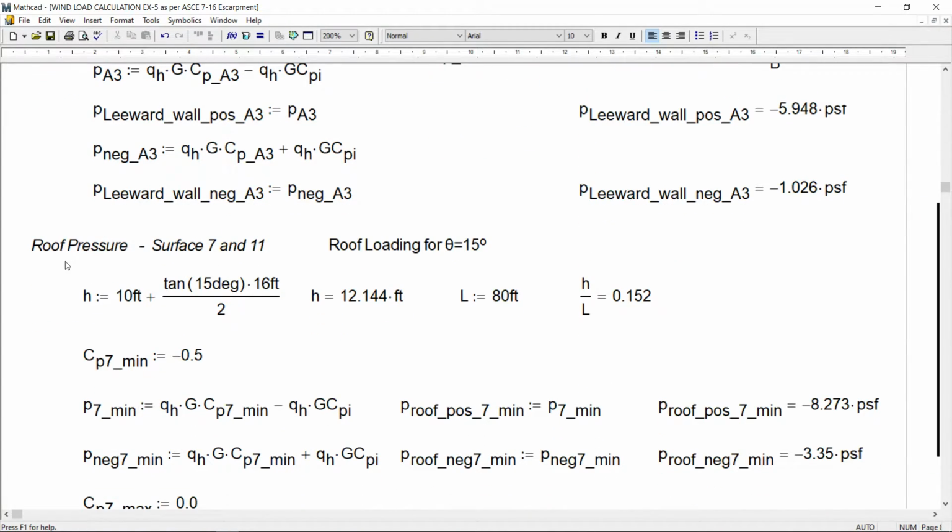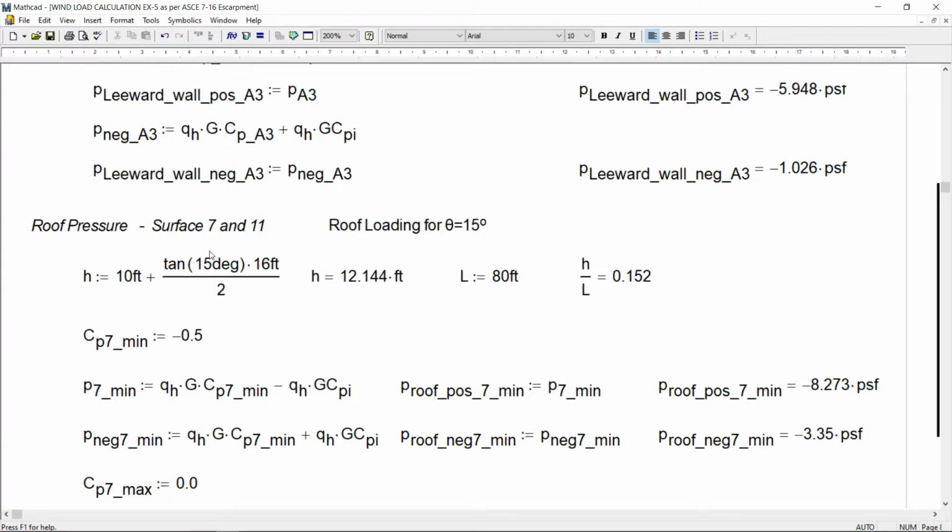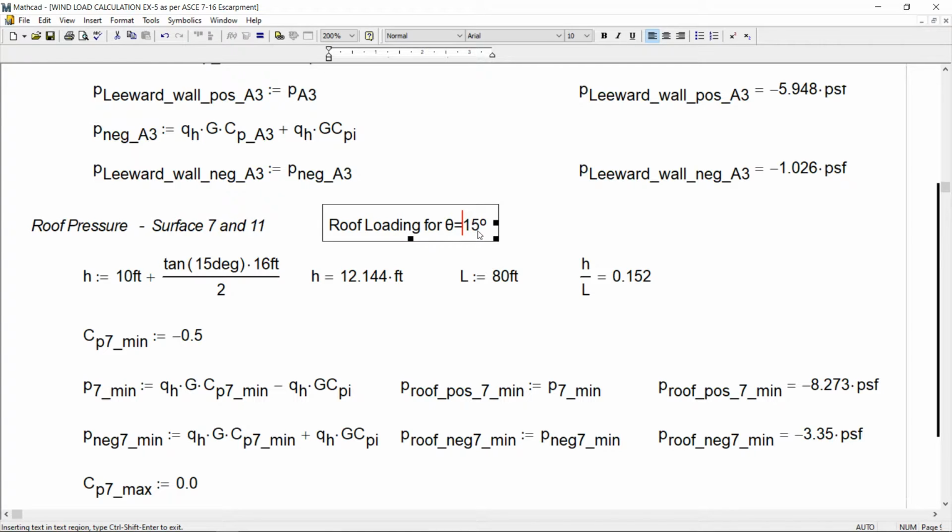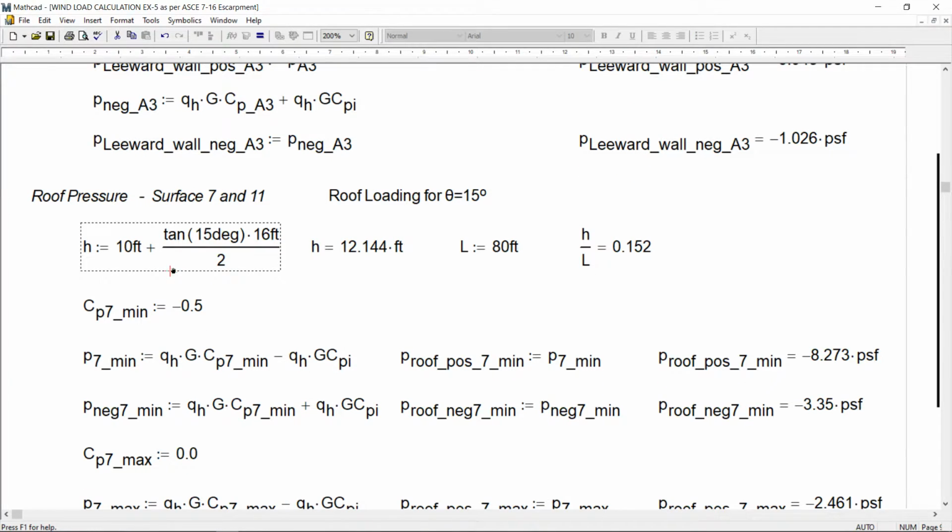Now for roof pressure, as we discussed, surface 7 and 11 are the roof. First I calculated the roof pressure on surface 7 and 11. These two surfaces are inclined at an angle of 15 degrees. So the average height comes out to be eave height plus the tangent of this. So H comes out to be 12.144, which gives H upon L equal to 0.152.